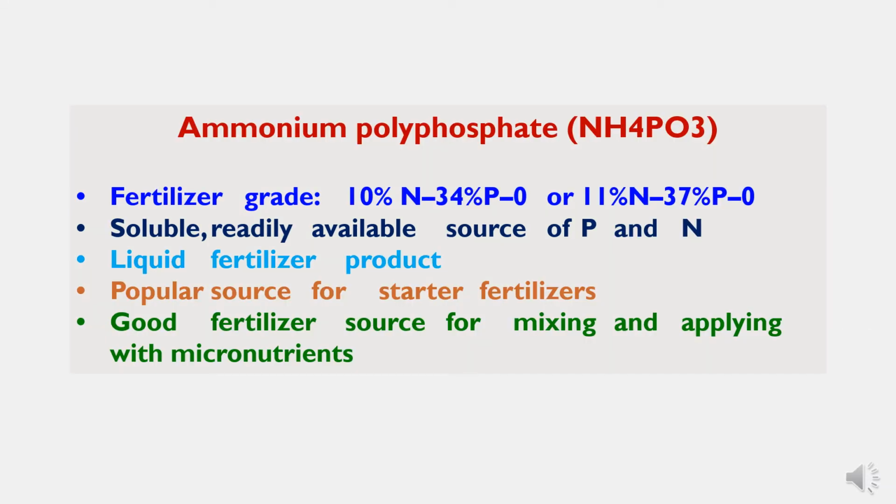Other phosphorus fertilizer is ammonium phosphate. It has two types of nutrient combinations. The first combination contains 34% phosphorus along with 10% nitrogen, and the second combination contains 37% phosphorus along with 11% nitrogen. This fertilizer is also a soluble and readily available source of phosphorus and nitrogen, and it comes under the liquid fertilizer product category. It is a popular source for starter fertilizers and a good fertilizer source for mixing and applying with micronutrients.